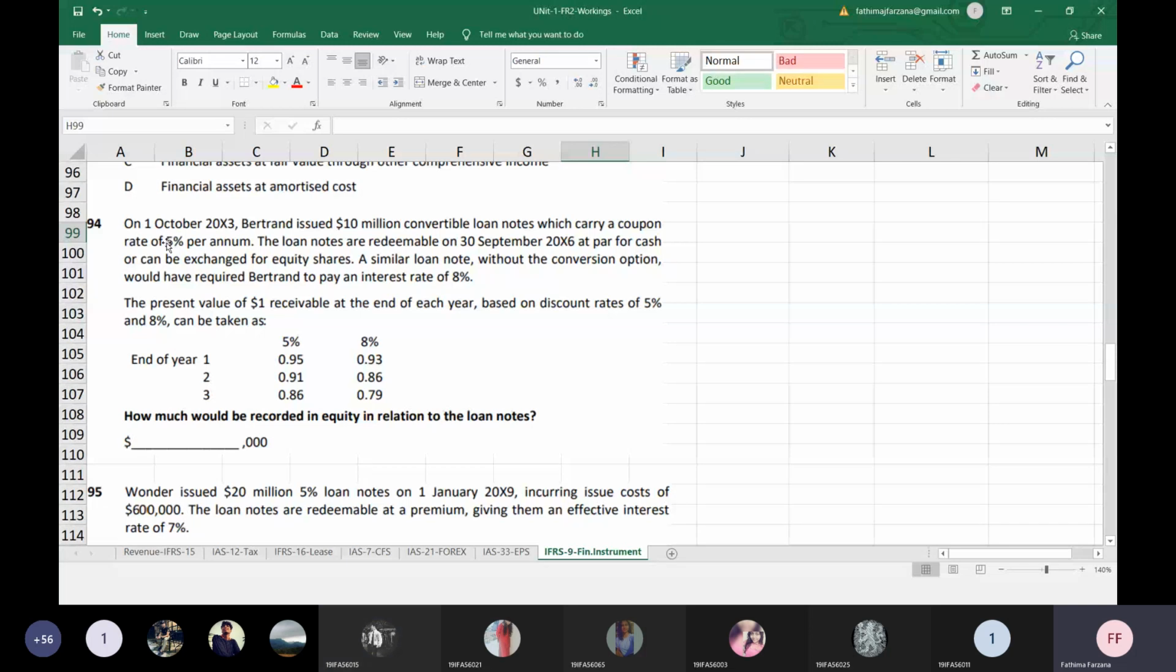Will you accept? For example, you are giving a loan note. In the market you will get 8% interest, but you're giving to a company on the basis that later on it will be converted to equity. You're giving 5%. What is the reason? You're losing your current profit of 3% extra. Why are you giving them?